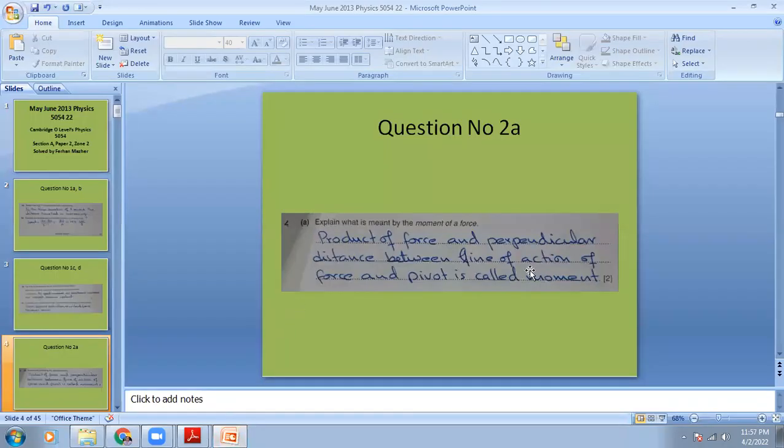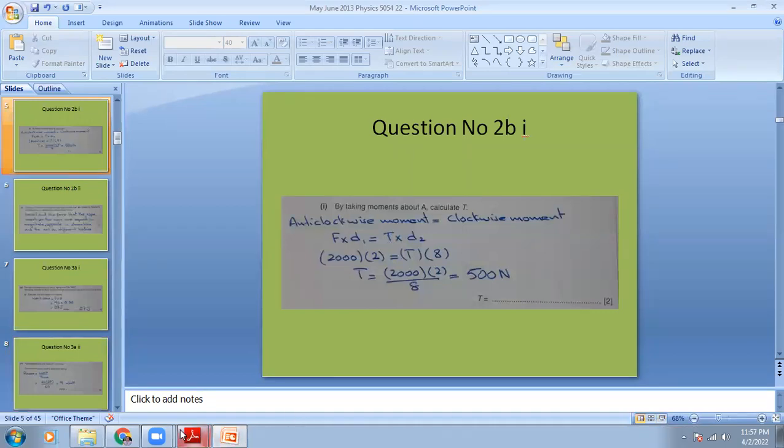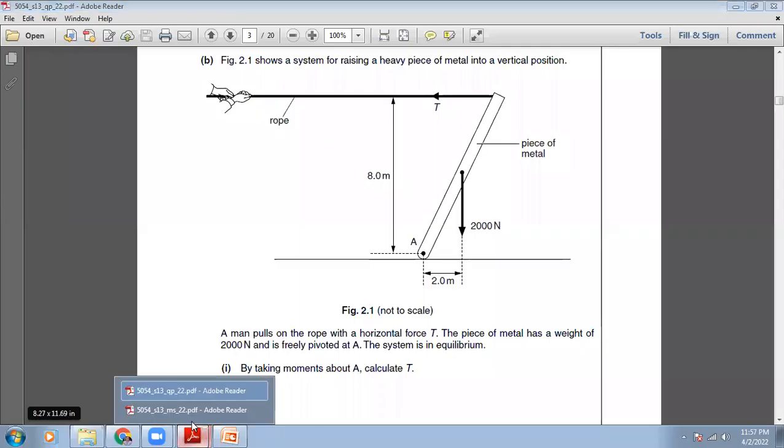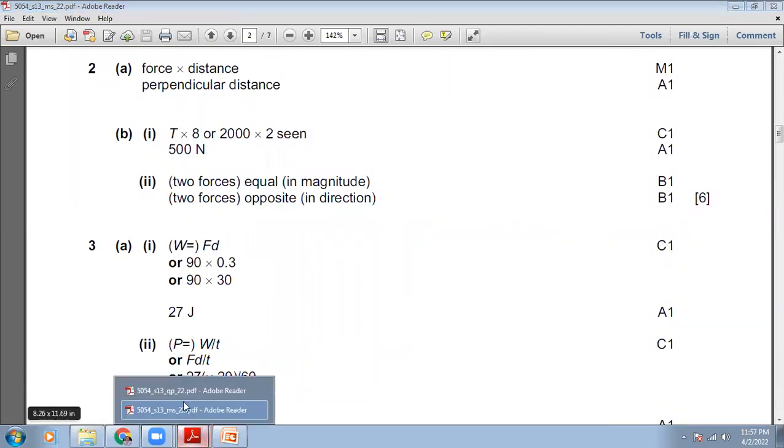So let me show you my answer. The anti-clockwise moment is equals to the clockwise moment. F multiplied D1 equals to T multiplied D2. 2000 Newton multiplied 2 meter equals to tension multiply 8. When I make T the subject of the formula, 2000 multiplied 2 divided by 8, and when you enter these values in your calculator, you will get 500 Newton. So the answer is 500 Newton. Let's check the marking scheme. Yeah, 500 Newton is the answer.